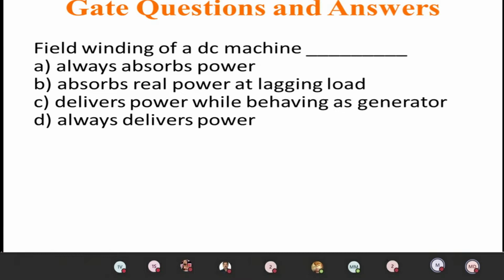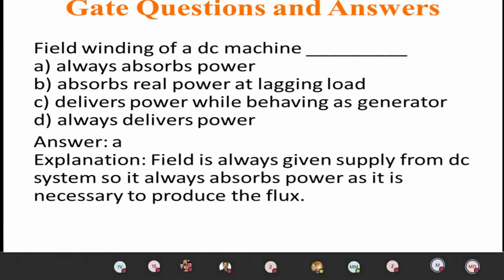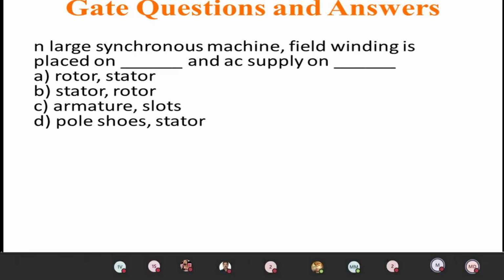Here you must think that the field does not produce any energy. It is used to produce the static field. That means the field is always given supply from the DC system. So it always absorbs power, as it is necessary to produce the flux. So let me move to the next question.